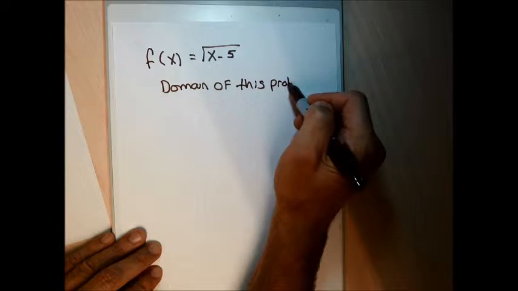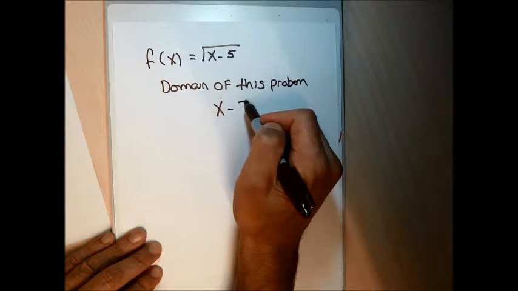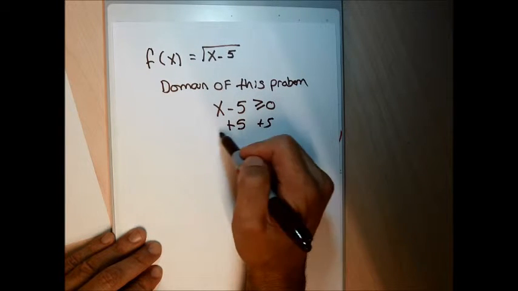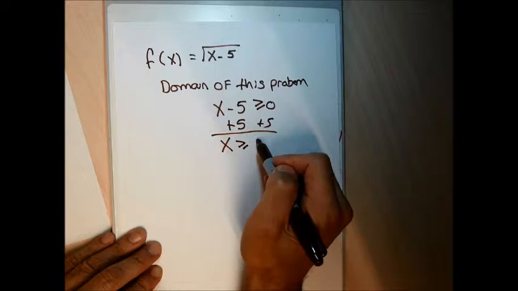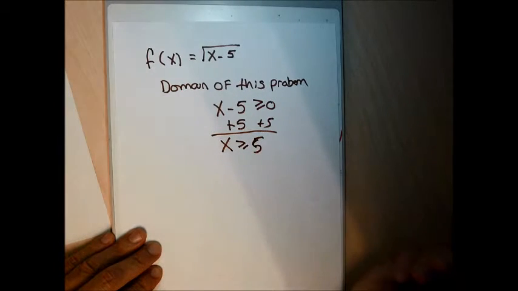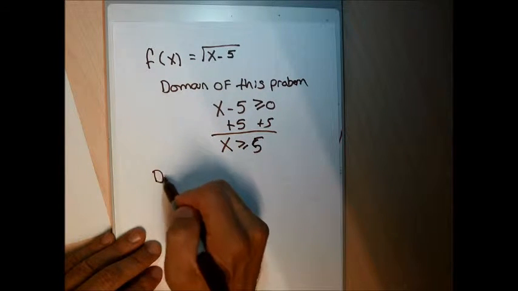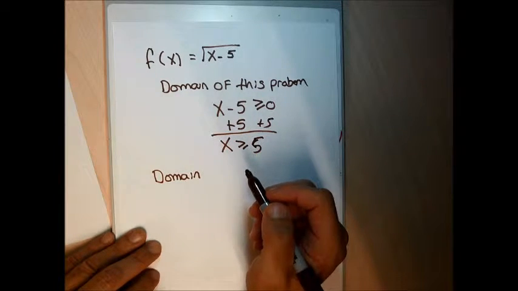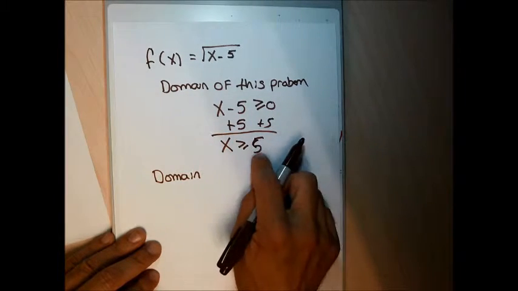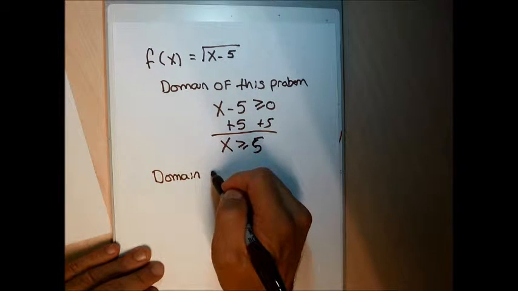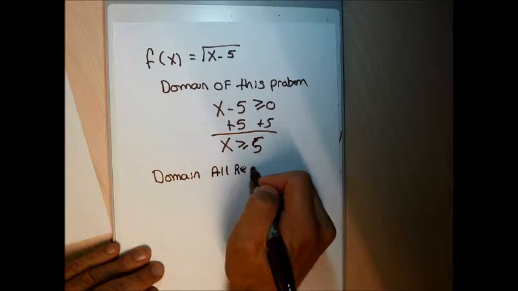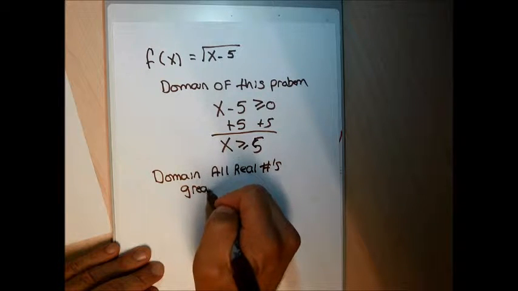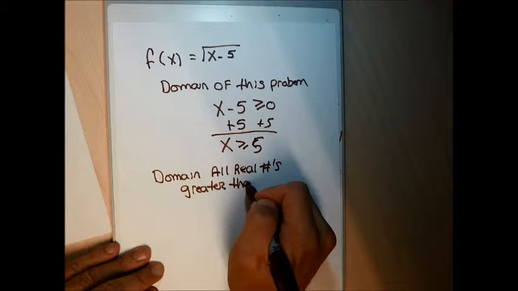And when I do that, actually I set it greater than or equal to 0. The domain for this function is all real numbers greater than or equal to 5, which means when I go to sketch a graph, x equal to 5 is going to be the starting point of the graph, and there isn't going to be any part of the graph to the left of x equal to 5. And that's going to be important in a second here.